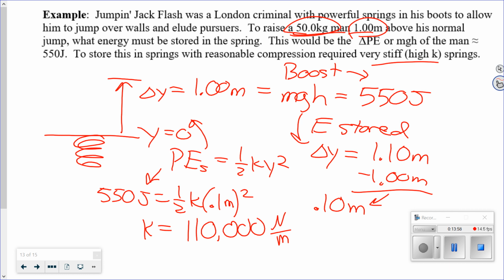It is 550. Did I write 5,500? It's 550 joules stored in the spring. This is a J. Bad handwriting. Good.